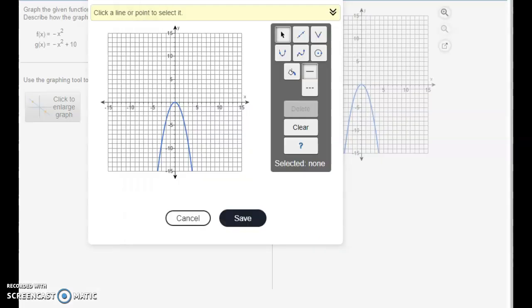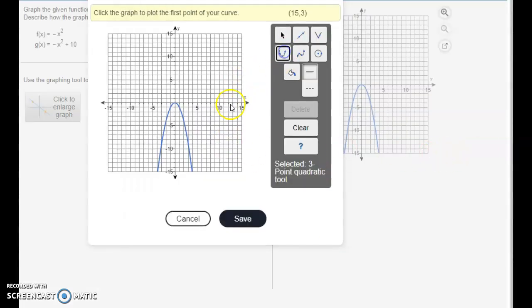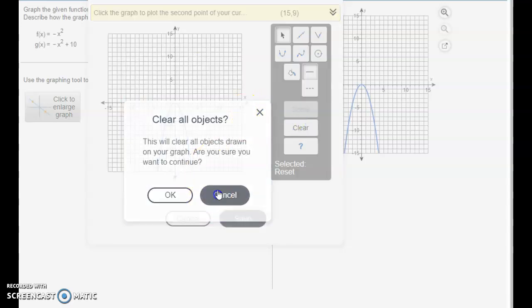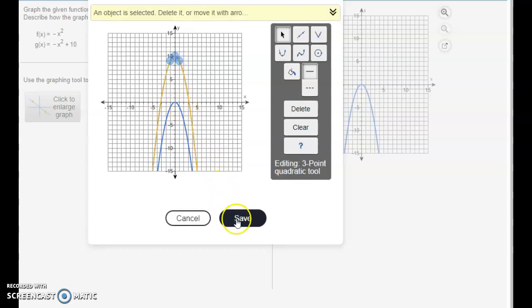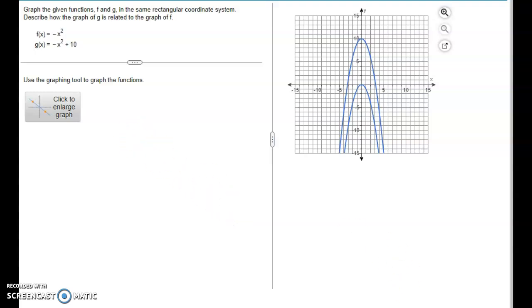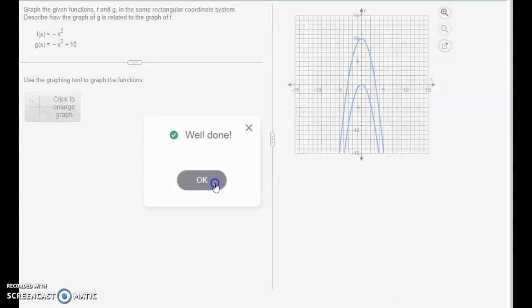So now let's plot those points here. I'm going to use this tool again, and 0, 10 would be up here. Oops, I'm off. If you make a mistake, just hit clear. And 0, 10, so just make sure in the yellow box. And then I've got negative 1, 9, and I've got positive 1, 9. And then I'm going to hit save. And now I'm going to hit check answer. And it tells me well done.